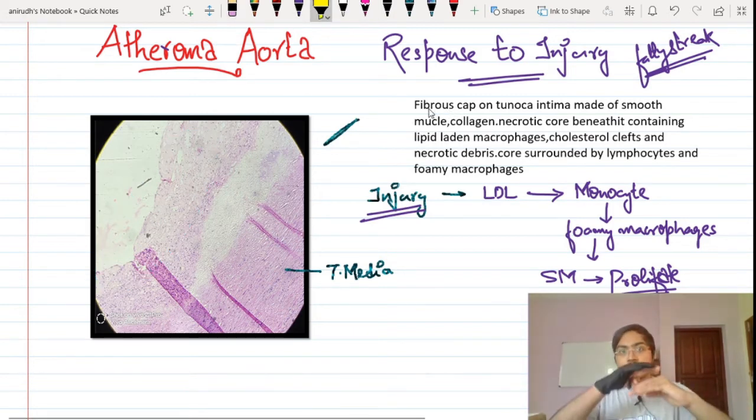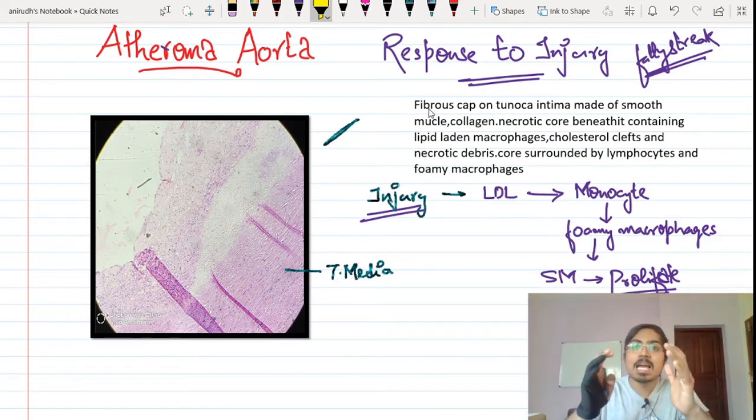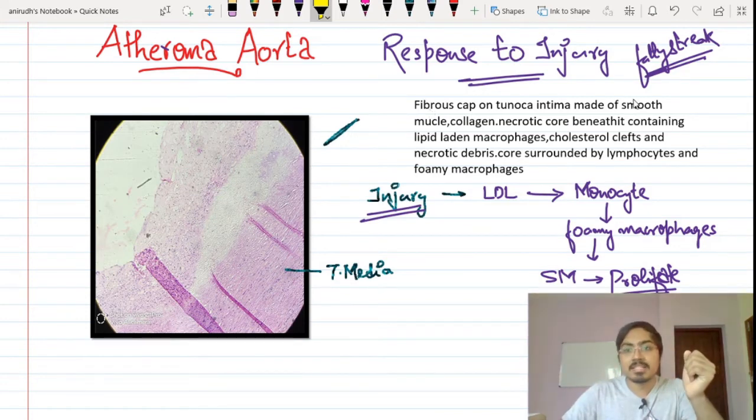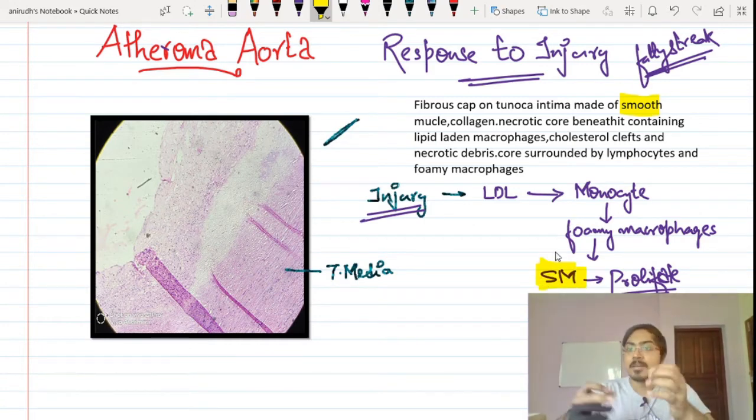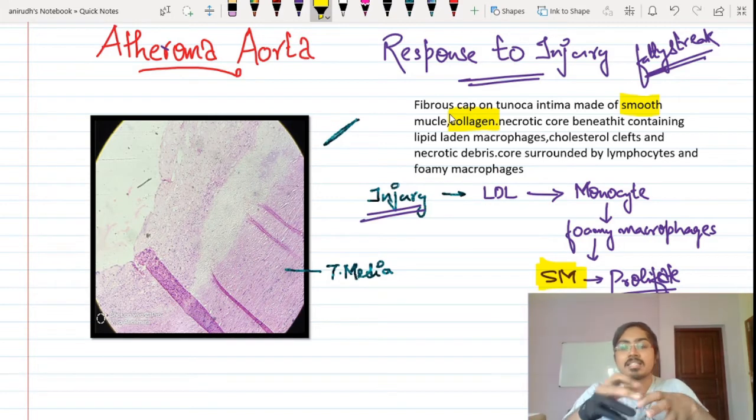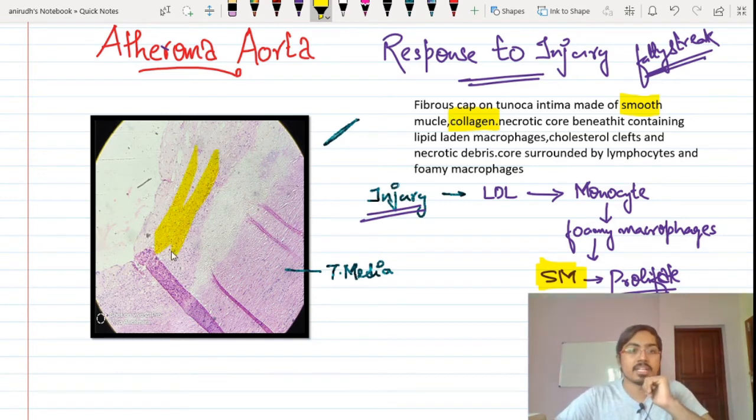Initially on the top you have a cap. This cap is made up of smooth muscle cells. I said that towards the end of this process, smooth muscle cells progress and come to that area. So the smooth muscle cells and proteins like collagen, and many other cells also, lymphocytes and other things, but mainly smooth muscle and proteins, will be forming the cap, and beneath the cap you are going to have a necrotic core somewhere over here.